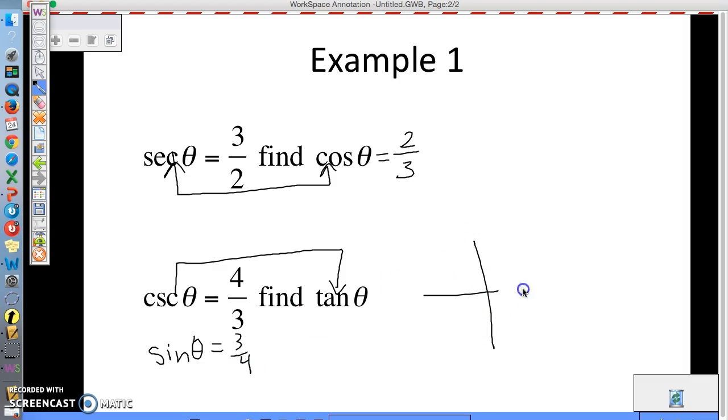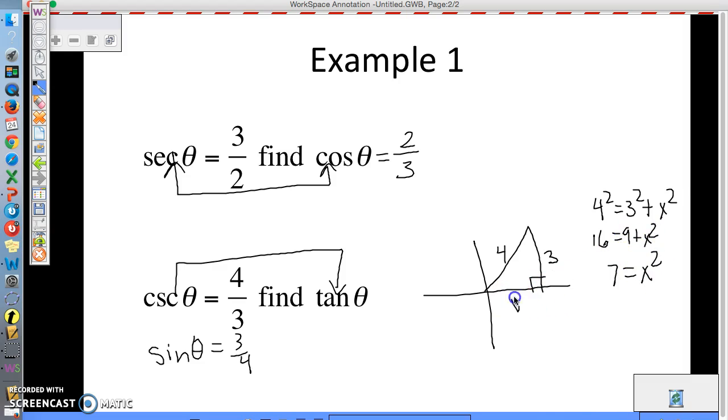Well, if we were to draw this out, sine is opposite over hypotenuse, 3 over 4. Could we figure this out? Well, yes, we could. We could say 4 squared equals 3 squared plus x squared. So 16 equals 9 plus x squared. So 7 equals x squared. So this would have to be the square root of 7.